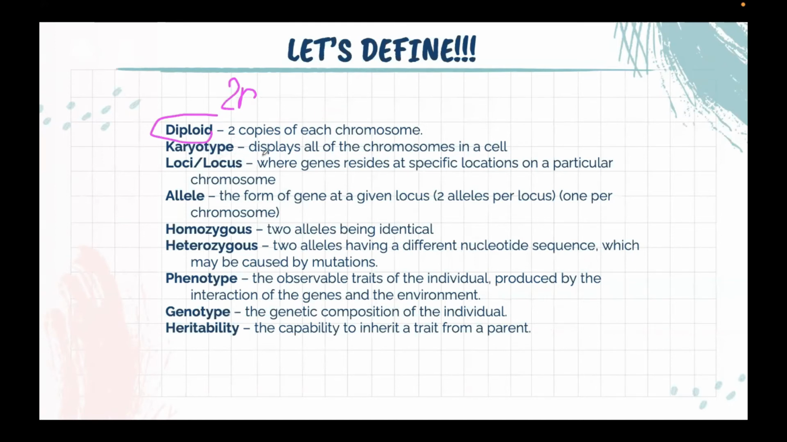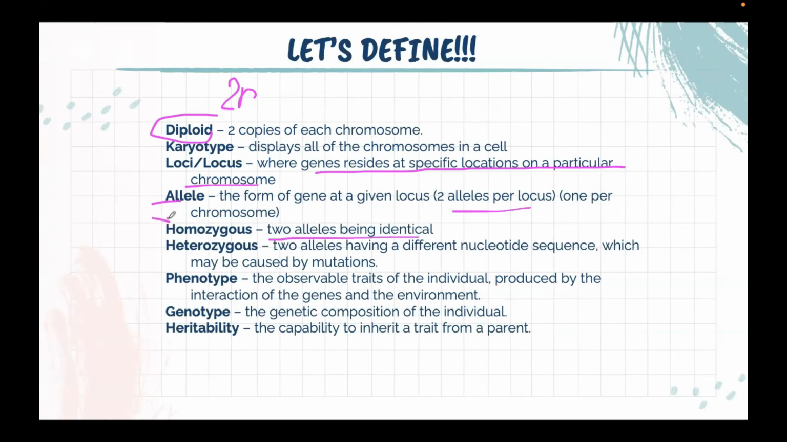Your karyotype displays all of the chromosomes in a cell. Yun yung tawag dyan. Next, your loci or your locus, where the genes reside at specific locations on a particular chromosome. Your allele, it is the form of gene at a given locus, 2 alleles per locus and 1 per chromosome. Next is the homozygous. 2 alleles are being identical.